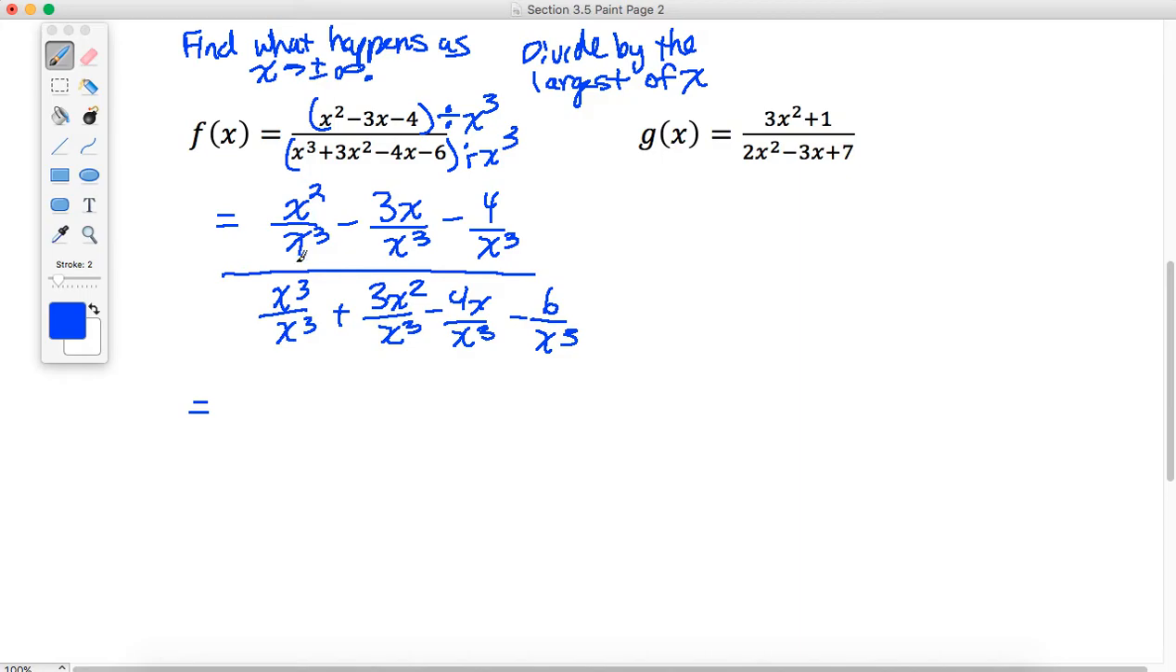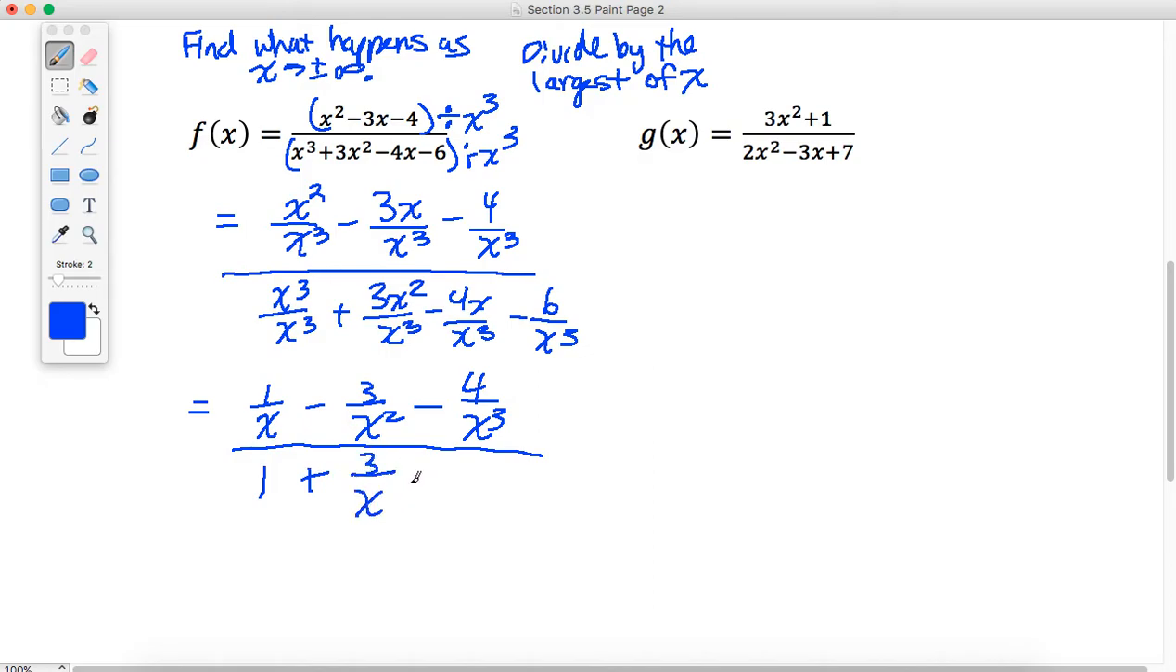Notice I have x squared over x cubed, right? 2 of those x's on the numerator and 2 of the x's on the denominator cancel, and I'm going to be left with a 1 over x. In the second term here, 1 x on the numerator and 1 x on the denominator cancel. So I'm going to have a minus 3 over x squared. Nothing cancels in that last term, so I'm left with that 4 over x cubed. In the denominator, x cubed over x cubed is 1. 2 of the x's on the numerator and denominator cancel. So I have a 3 over x minus a 4 over x squared minus 6 over x cubed, right?